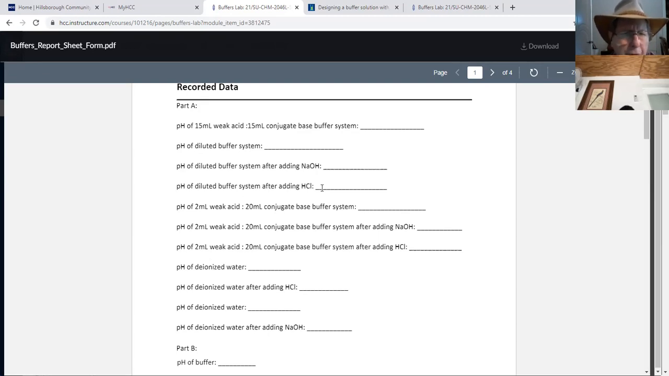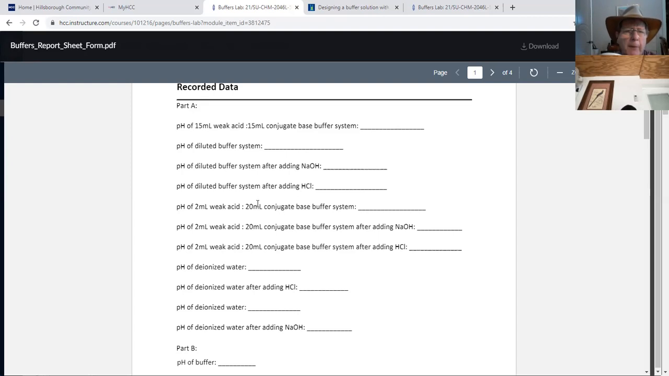All right. And you're making a new buffer. The new buffer you're making is 2 milliliters of the weak acid and 20 milliliters of the conjugate base. Can you tell me off the top of your head, Jennifer, what are you predicting the pH to be?